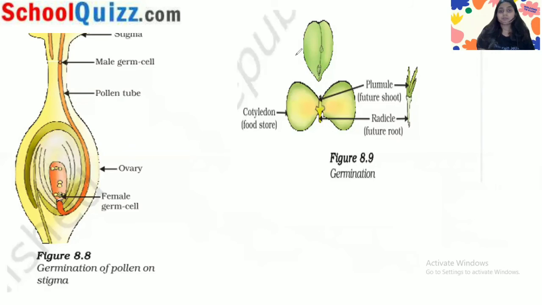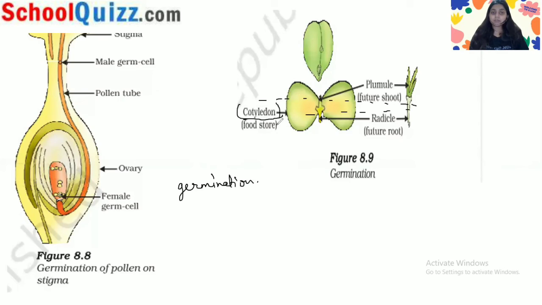Now let's come to germination. So we have a seed. What is in the seed? If the seed is sown in the soil, this is a cotyledon. It is a food store and it provides energy to grow the plant. And the upper part here is the plumule.